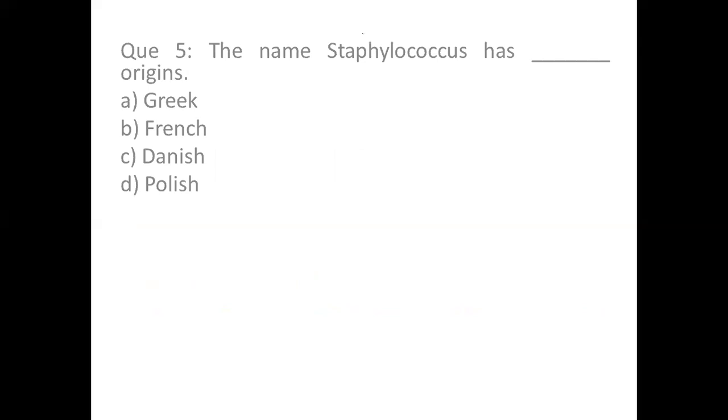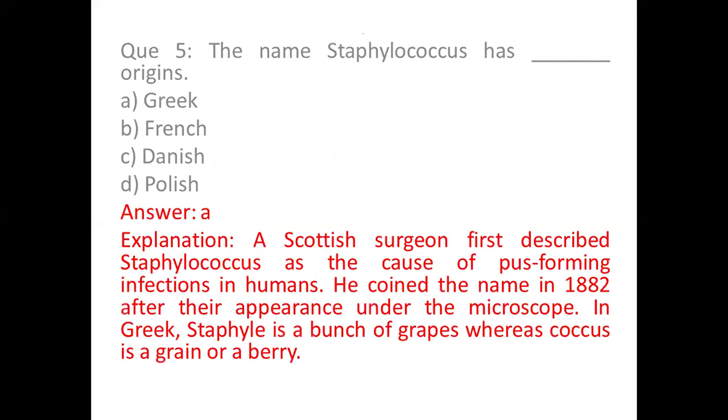So question number 5, the name Staphylococcus has dash origins, and the options are A, Greek, B, French, C, Danish, and D, Polish. And the right answer to this question is option A, that is Greek. Staphylococcus has Greek origins.